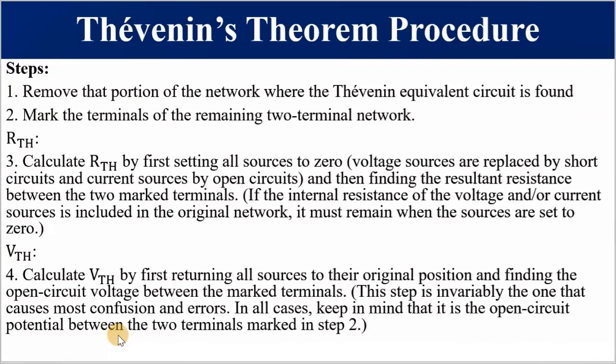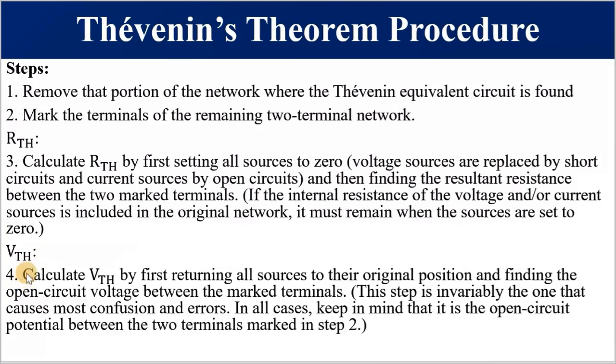If you don't know the steps, then you cannot simplify circuits using Thevenin theorem. So we are now going to look at these steps. Step number one is to remove the portion of the network where the Thevenin equivalent circuit is found. After removing that portion of the network, we mark the remaining terminals of the two-terminal network. Then how do we find R Thevenin? The next step is to first set all sources to 0. And how do you do that? You replace the voltage source by a short circuit and the current source by an open circuit, and then we find the resultant resistance from the two terminals that have been marked.